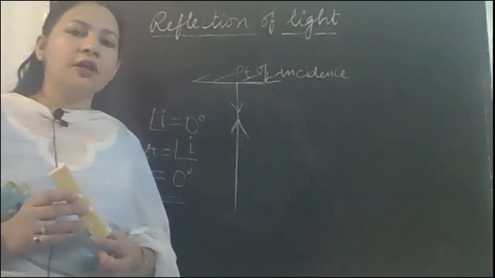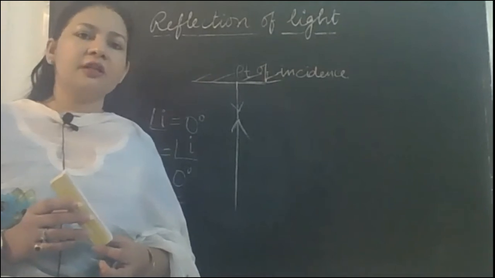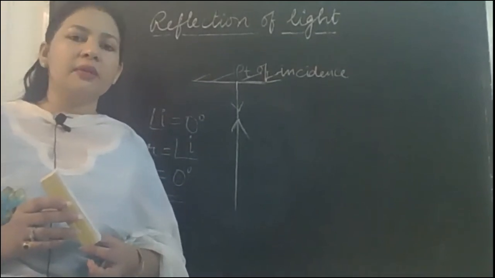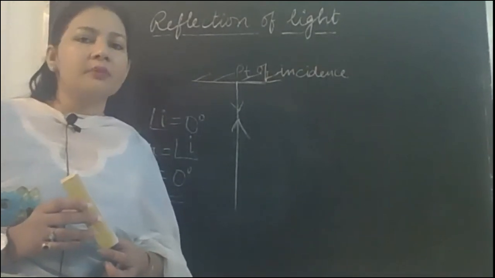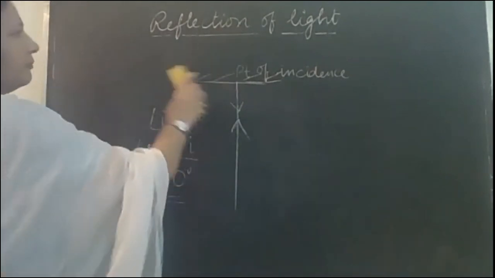So now we are going to draw the image formed by a plane mirror. Yesterday we did virtual images. I told you the image formed by a plane mirror will be virtual. How? Let us draw the ray diagram, right? So, image formation by a plane mirror.